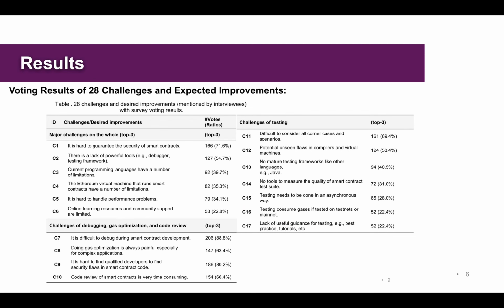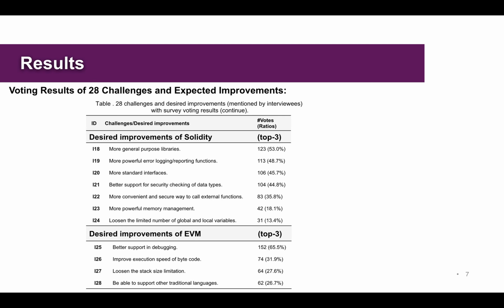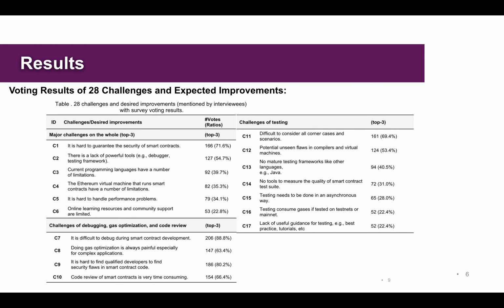These are 28 challenges and desired improvements mentioned by interviewees. In the table, C1 to C6 were 6 major challenges on the whole of smart contract development. C7 to C17 were challenges developers were facing during different stages of smart contract development, for example, coding, testing, debugging. I-18 to I-28 represented the desired improvements of Solidity and EVM respectively. The last column is the number and ratio of respondents who voted for the corresponding challenges or desired improvements.